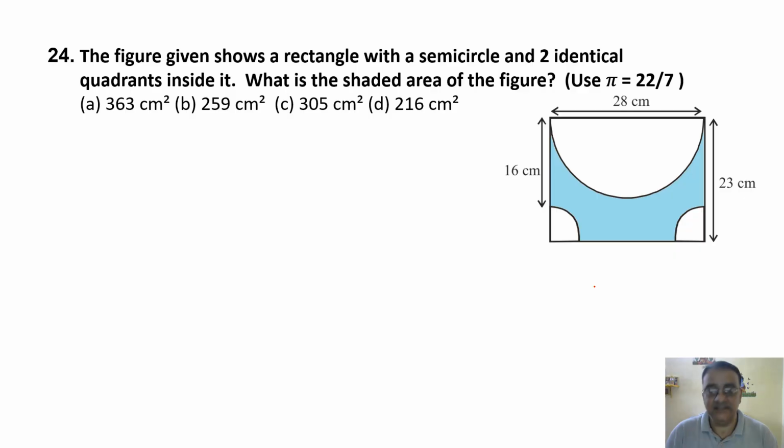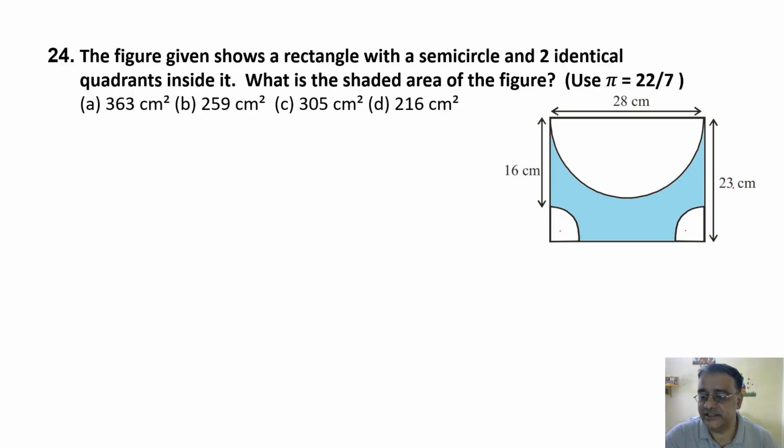Now we are moving toward question number 24. The figure given shows a rectangle with a semicircle and two identical quadrants, these two, inside it. What is the shaded area of the figure? This part. Use pi is equal to 22 by 7. So what is the area of rectangle?